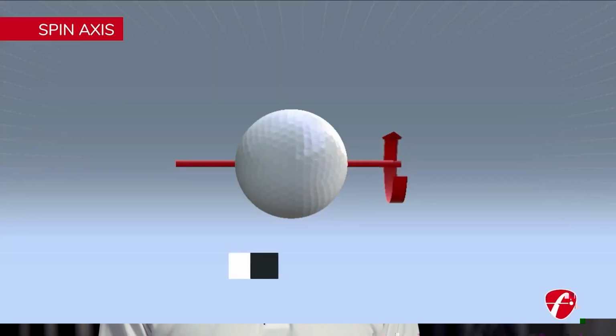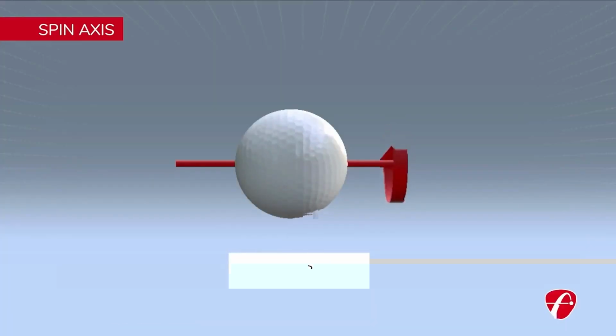Spin axis has a huge influence on what the ball does in the air. Contrary to popular belief, the reason the ball curves is not due to side spin, because there is no side spin in golf, only backspin. The ball spins backwards around a specific axis, the spin axis.